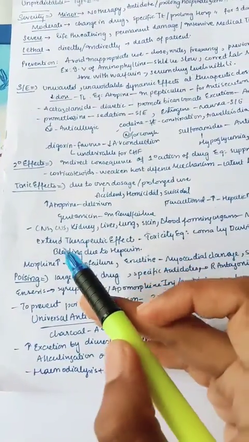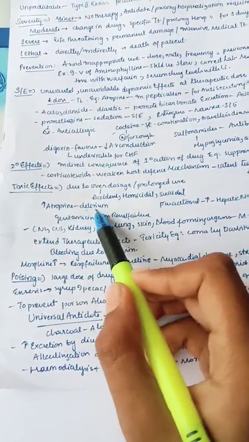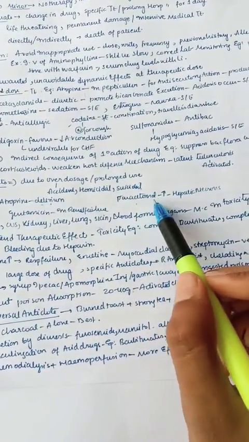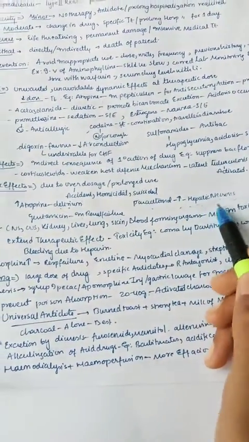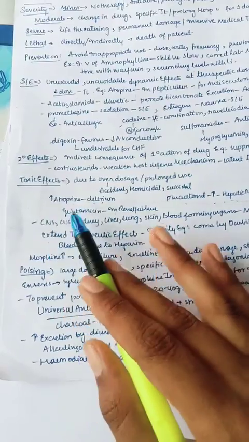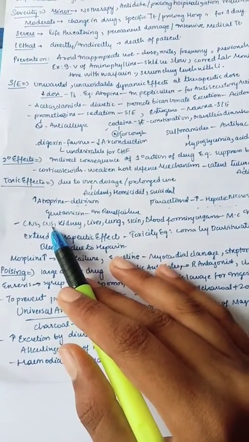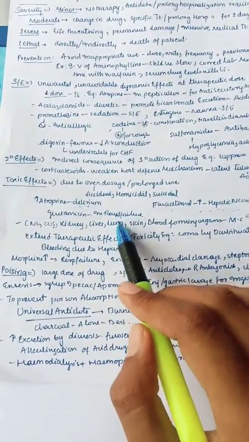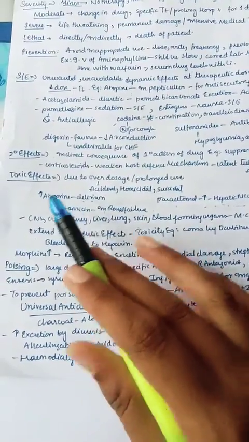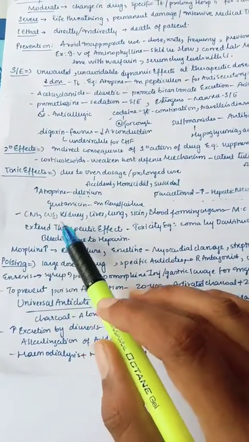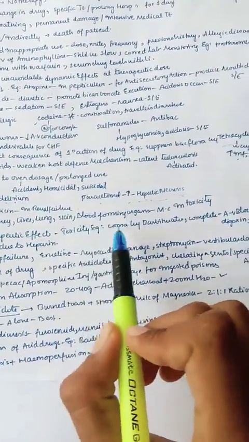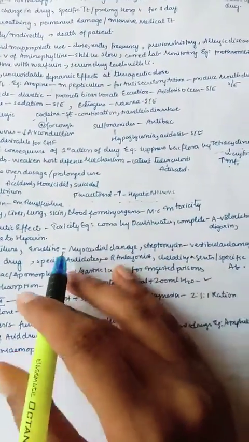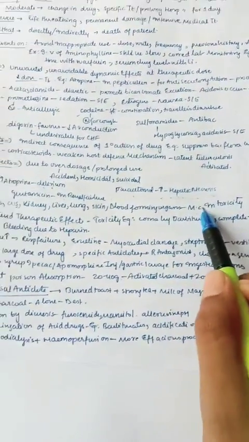So increased atropine may cause delirium as a toxic effect, and if you use more paracetamol, it may lead to hepatic necrosis as a toxic effect, and gentamicin may lead to renal failure mainly. Gentamicin causes a toxic effect. And CNS, CVS, kidney, liver, lungs, skin, blood, all these blood forming organs, all these are most common in the case of toxicity.